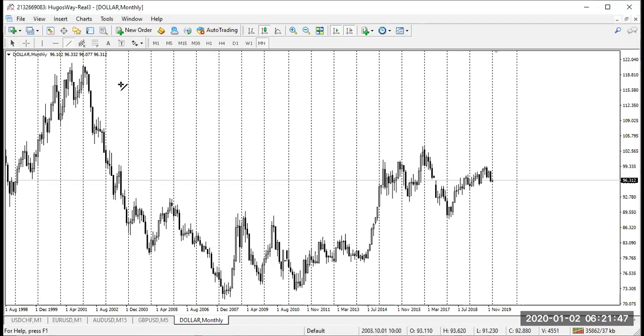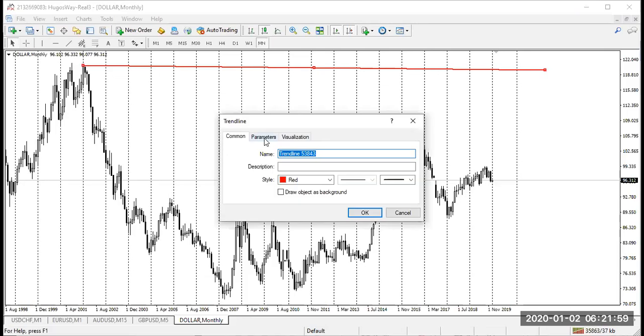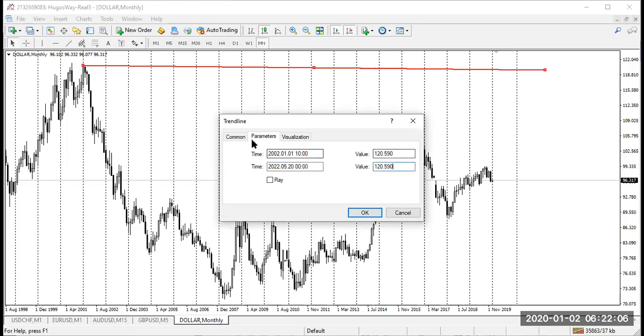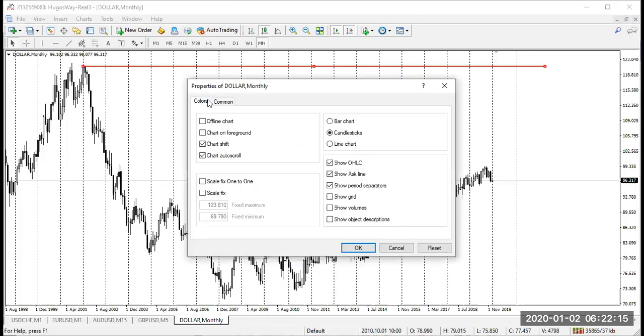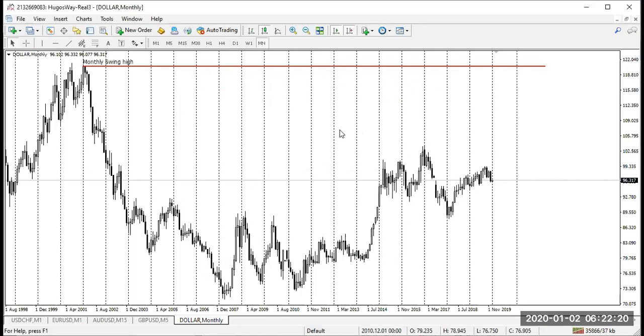If I start here on the left, mind you, if I'm looking for a swing high, I'm going to use the last bullish candle's close. So here we have a close at 125.90. We'll drag that across and edit it to 125.90. Copy, paste, and we're going to label this a monthly swing high. We're going to have to go into the colors, show our object descriptions, and there we have it.